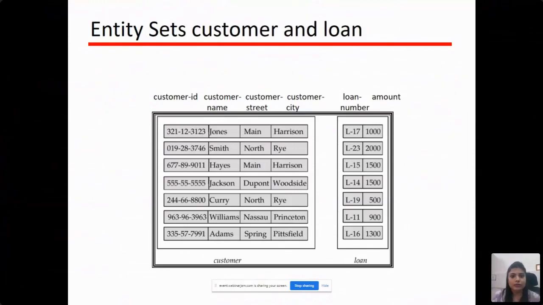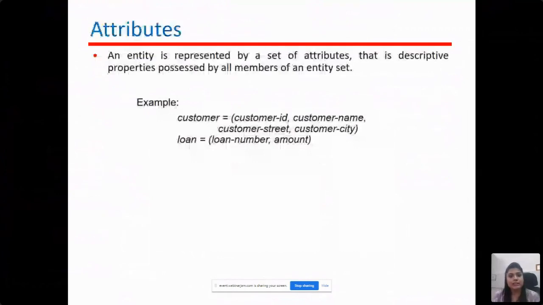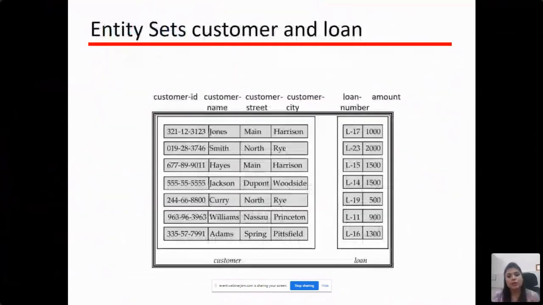For example, we have entity sets customer and loan, with customer ID, customer name, customer street, customer city. In the customer entity we are storing information about the customer, which can be ID, name, address. Another entity we have taken is loan, where we are storing the loan number or the amount. So these are two different entities with their attributes. As I told you, customer ID and the others become attributes because they are defining the entity customer.